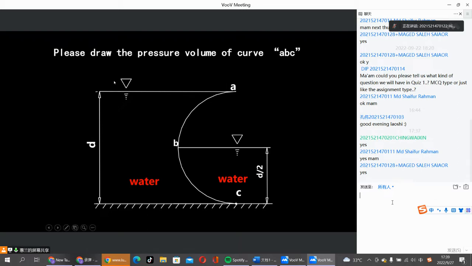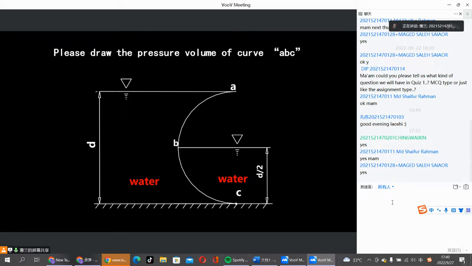Okay. So can you try to tell me how to draw the pressure volume of curve ABC? You can do it separately. Yeah. First, the easy one. BC, ABC, the left water, or for white water. Okay.